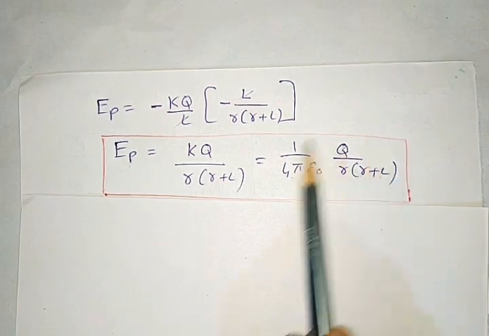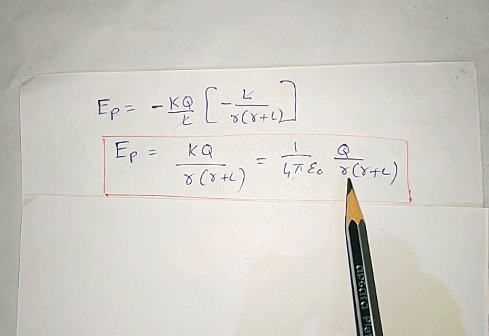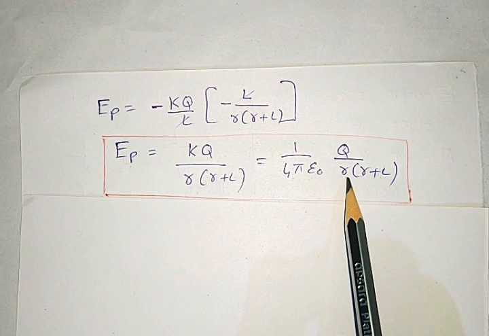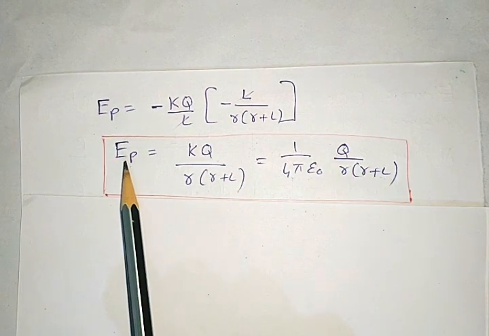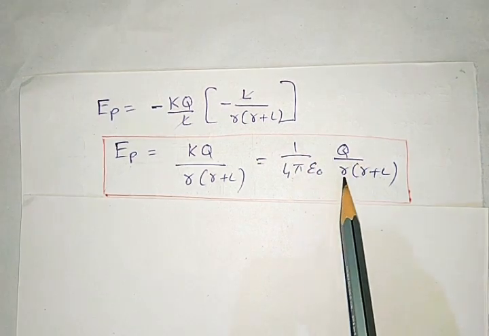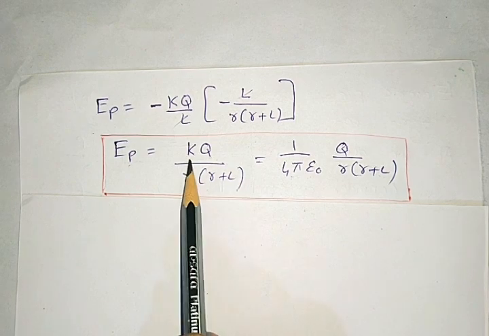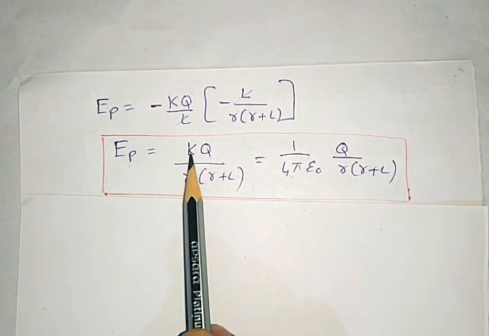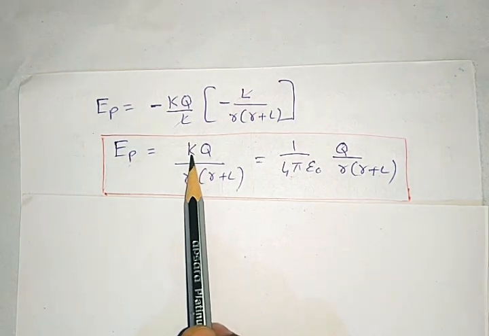That means if there is a rod of length L, and a point P which is located at a distance of r from one end of the rod, the electric field intensity at that point can be given as 1 by 4 pi epsilon naught Q by r into r plus L, or directly in the place of 1 by 4 pi epsilon naught we can use the value k. That means for free space the value of k we already know, that will be 9 into 10 to the power of 9.